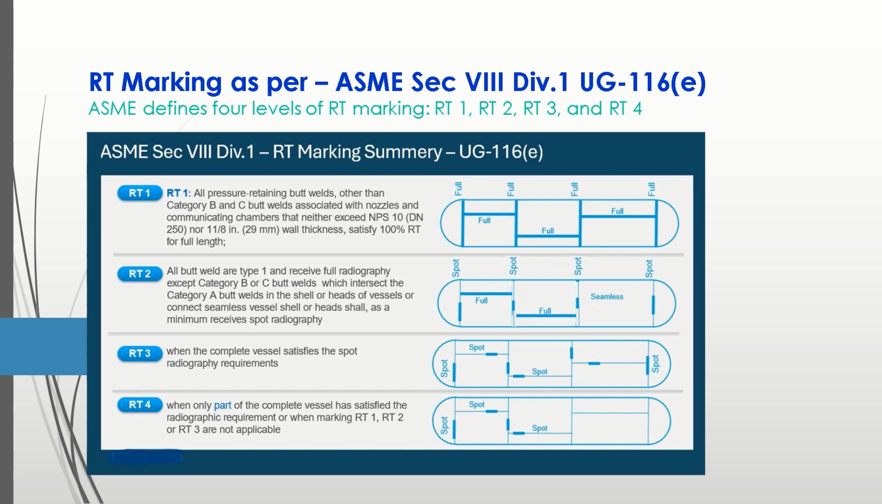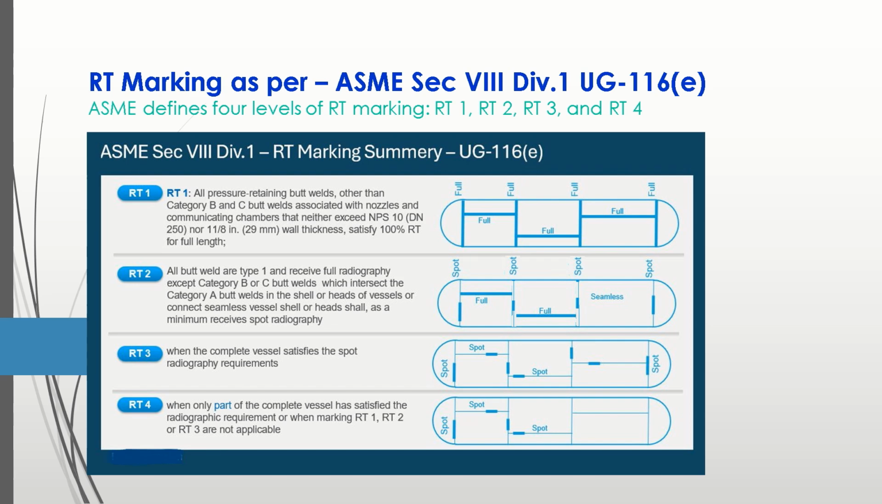So to save cost, you can do full radiography for the longitudinal joints, and the code says if you do that, you have to do a spot radiography at minimum for category B or C welds. You can also do full radiography, then it becomes RT1. That is the difference between RT1 and RT2.